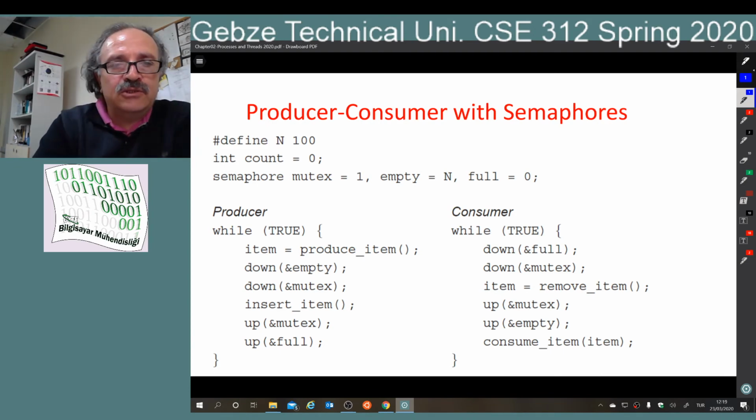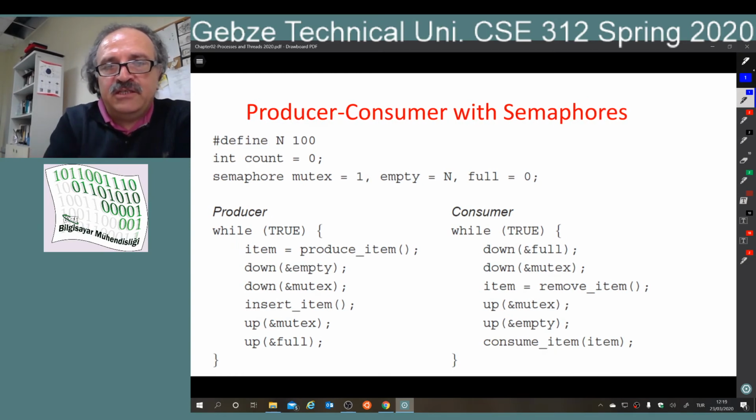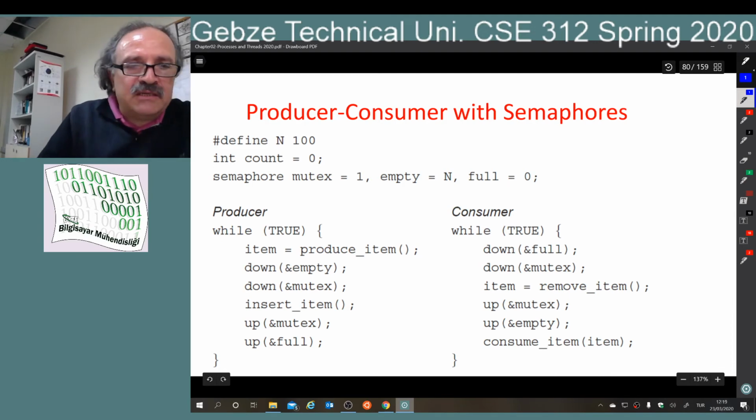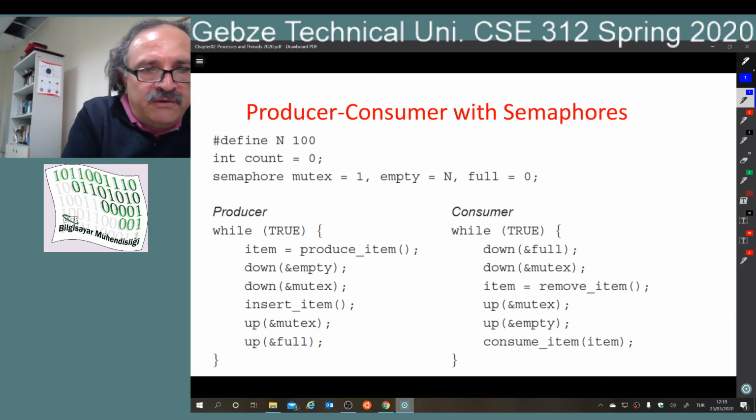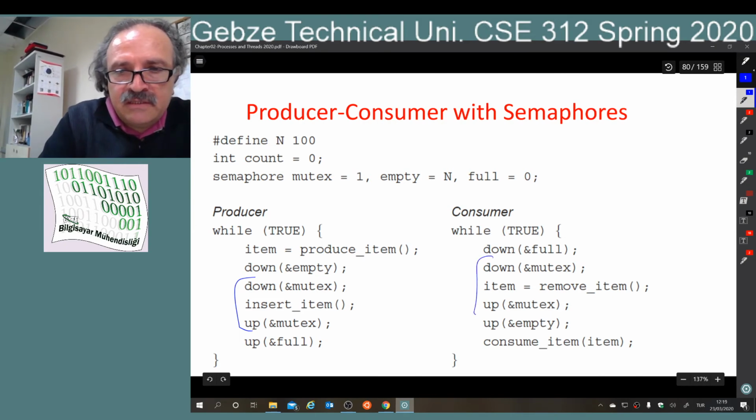Okay. So produce item and consume item is here. We are doing all of this stuff just for these two. Produce and consume, produce and consume. Of course, whatever I produce, I need to insert. Whatever I consume, I need to remove it from the buffer. Okay. So this is my critical region. Down empty, and critical region like this one and this one.